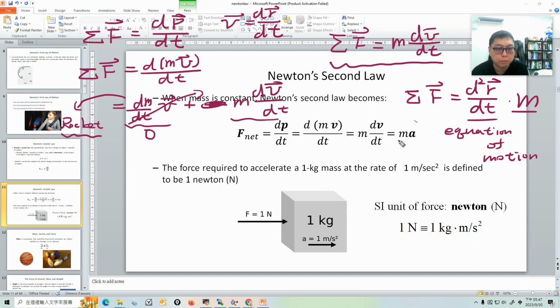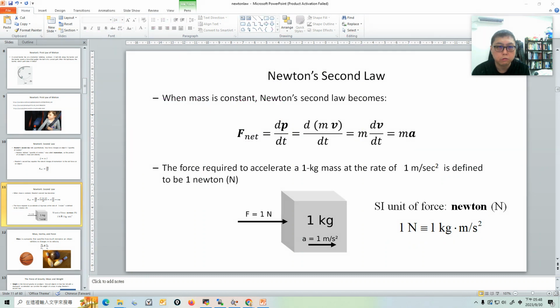And the next one is what's the unit of force. The force is mass times acceleration, so obviously the unit of force is mass times acceleration. In the MKS system, mass is kilogram, and acceleration is meter per second squared. So the Newton is equal to kilogram times meter per second squared. That's the definition of the Newton.